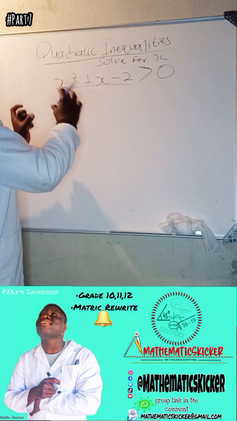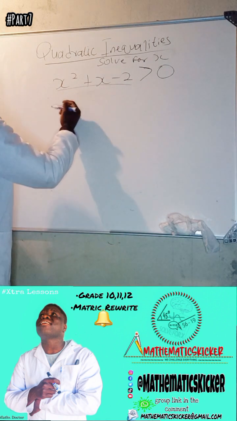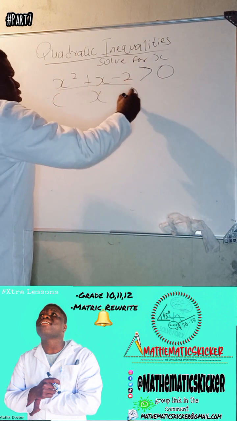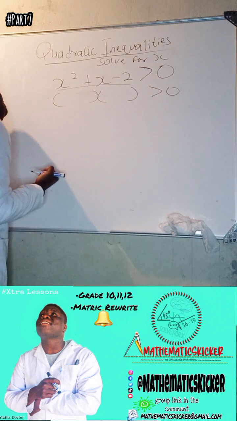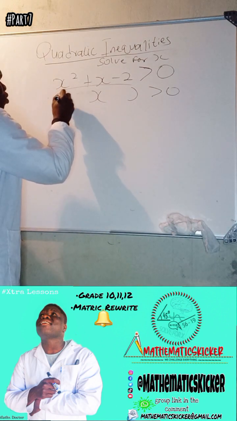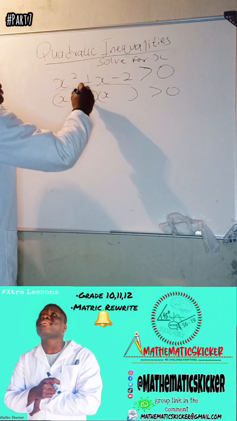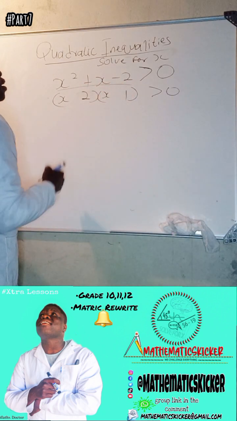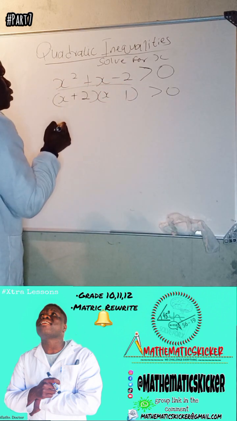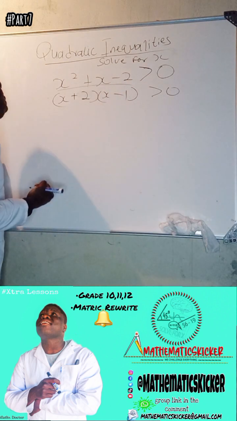Then how do we deal with something of this nature? It's a quadratic, so let's factorize it. The factors of the first term are going to be x and x. The factors of the last term are going to be 2 and 1. The middle term is positive, so it's going to be positive for the bigger one, and negative for the smaller one.